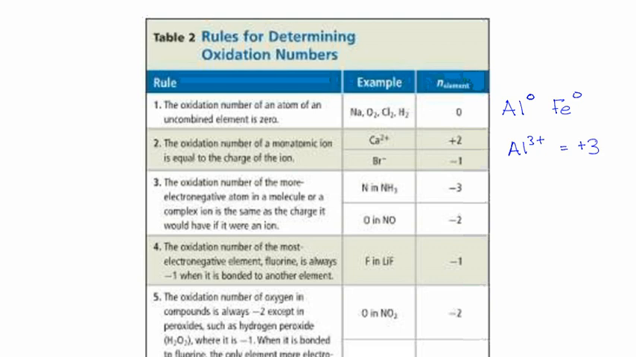Number three, the more electronegative the atom, the greater it's going to have the negative charge. So as we go to the right, electronegativity increases. So as we go to the right, that atom tends to be the negative charged atom in the formula. So NH3, nitrogen would have the -3 charge, and then to balance it out, H would have to be +1.